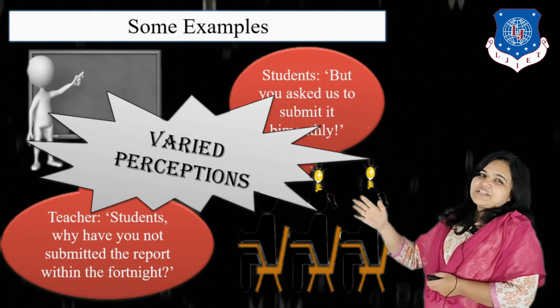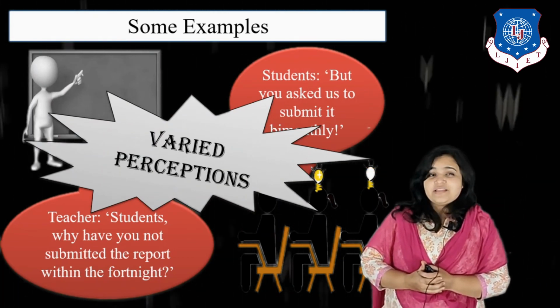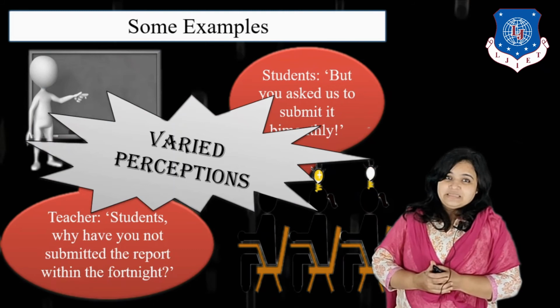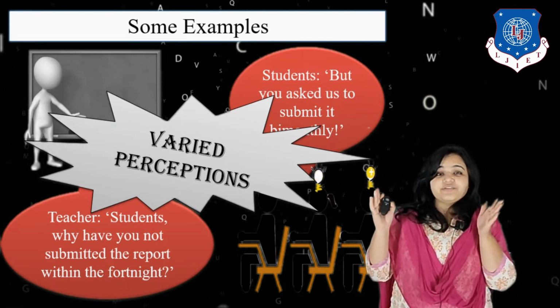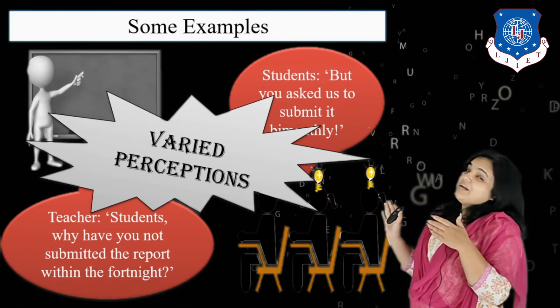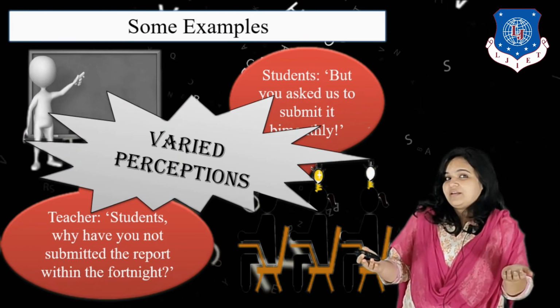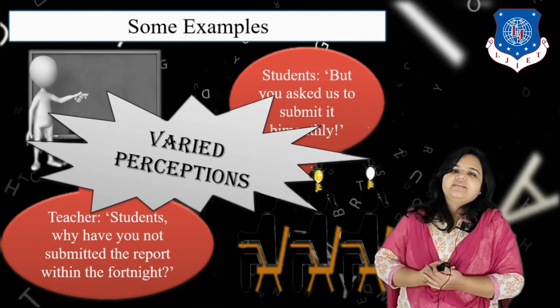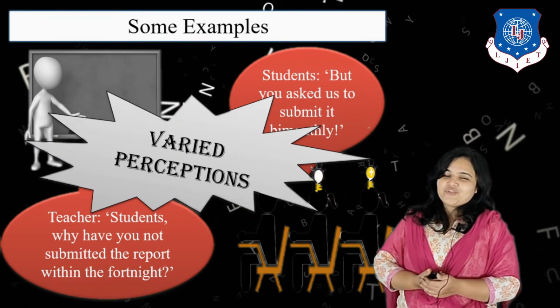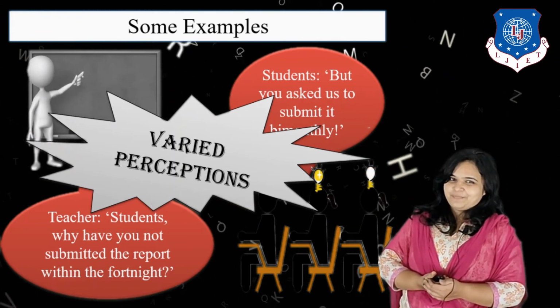This is varied perceptions. The same word bi-monthly was perceived differently by the teacher and by the students. Both were correct, and it led to miscommunication or ineffective communication.